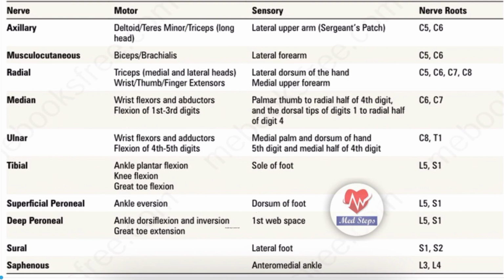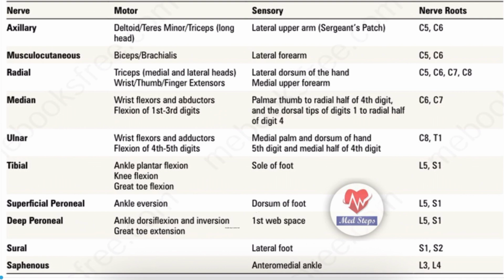So what are the functions we can see? In motor we can see the deltoid muscle, teres minor and triceps, the long head of the triceps. When it comes to sensory, we can see the lateral upper arm, or what we call the surgeon's patch.